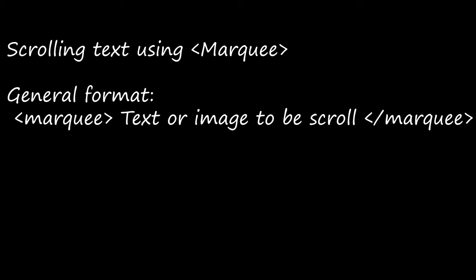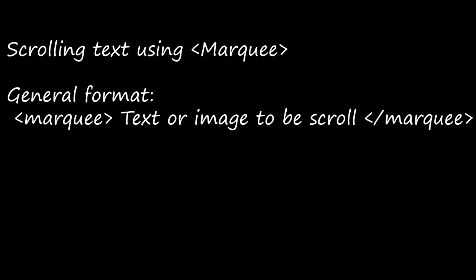And the next one is scrolling text using marquee. Here in this HTML, you can make a part of text or a line or an image move horizontally or vertically using this marquee tag. This feature makes the web page more attractive. The general form of this marquee tag is: the word marquee you have to enter before and after the text. The marquee tag is the opening tag and slash marquee is the closing tag for marquee.